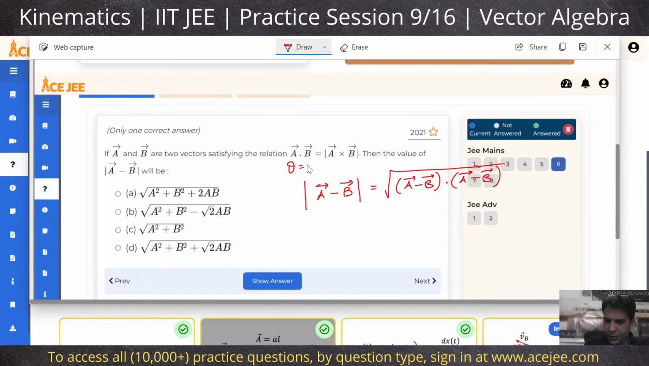Theta is 45 degrees, right? Yes, sir. E cos theta is equal to AB sine theta. So tan theta is 1. Theta is equal to 45 degrees.